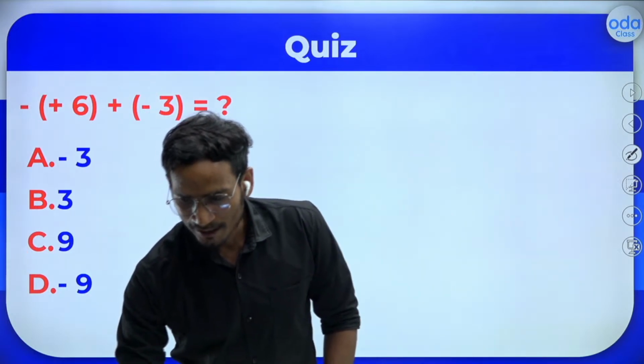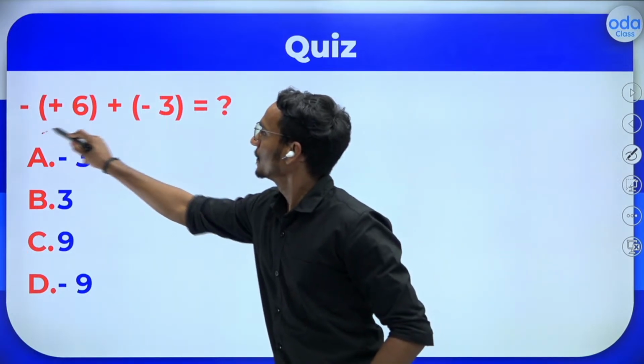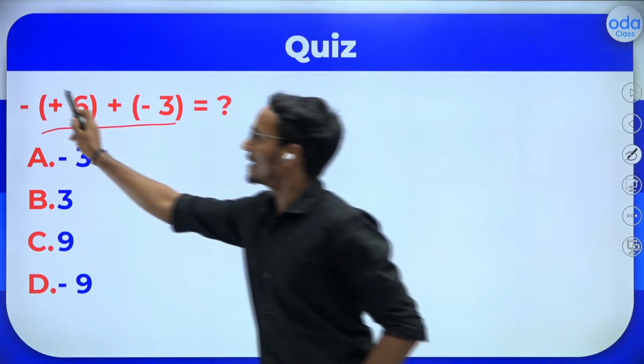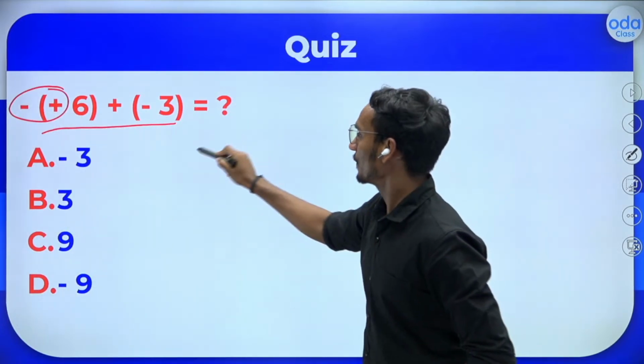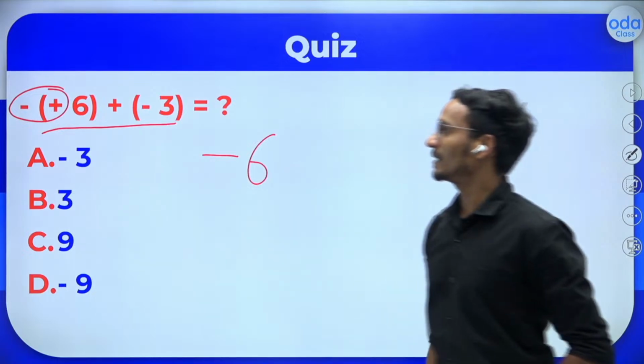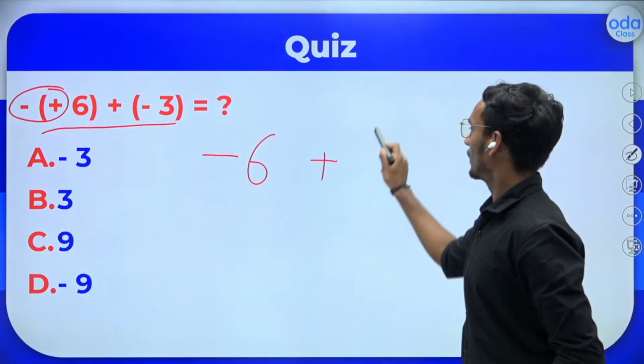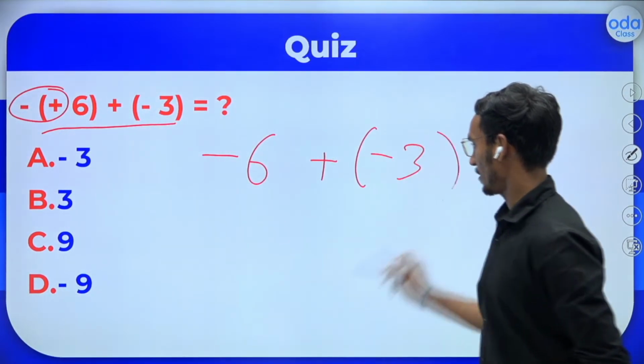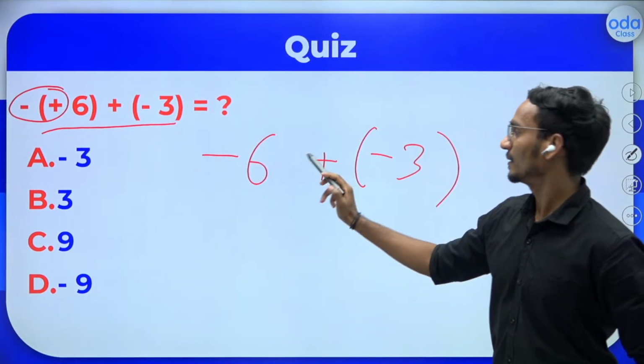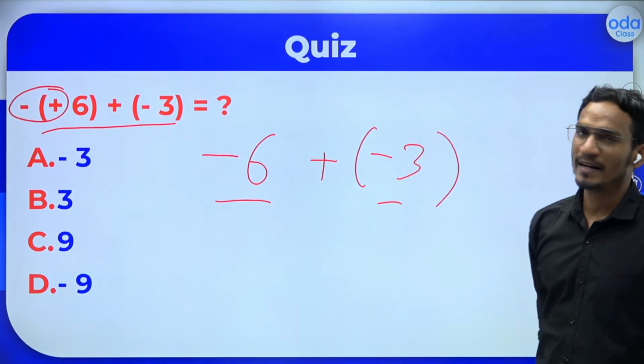आई होप दिस इज क्लियर टू एवरीवन. कुछ क्वेश्चंस और ट्राई कर लेते हैं. -+6 + -3. तो देखो माइनस प्लस है, डिफरेंट साइंस, तो नेगेटिव. -+6 is -6 plus -3. अब हमारा रूल काम आ जाएगा यहां पे कि when the signs they are same, माइनस माइनस क्या करो?